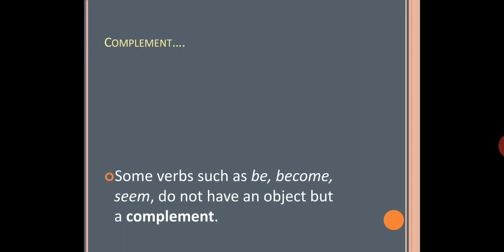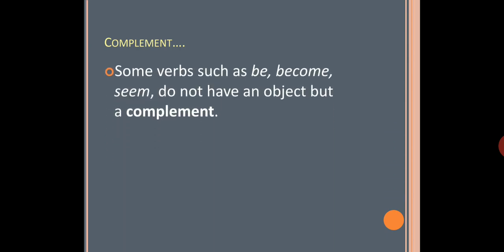I'm reminding you of the spelling once again. It is not P-L-I, but it is P-L-E. Something that is required to make something complete. That is the meaning of the word complement. Now it's easy to understand. Some verbs like be, become, seem, etc. do not have an object, but they only have a complement.